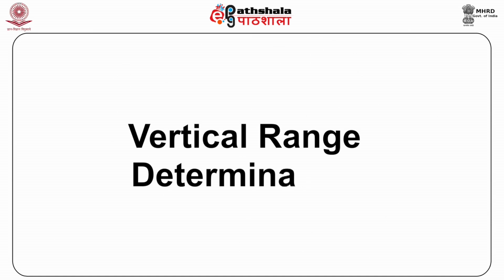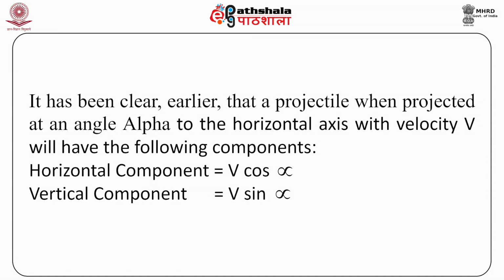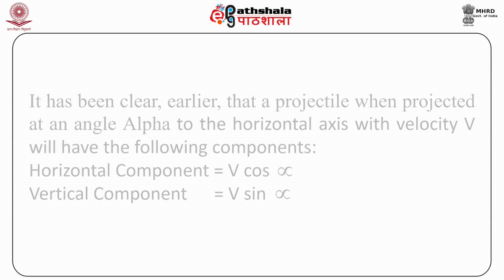Vertical range determination. It has been clear earlier that a projectile, when projected at an angle alpha to the horizontal axis with velocity v, will have the following components. Horizontal component is equal to v cos alpha. Vertical component is equal to v sin alpha.